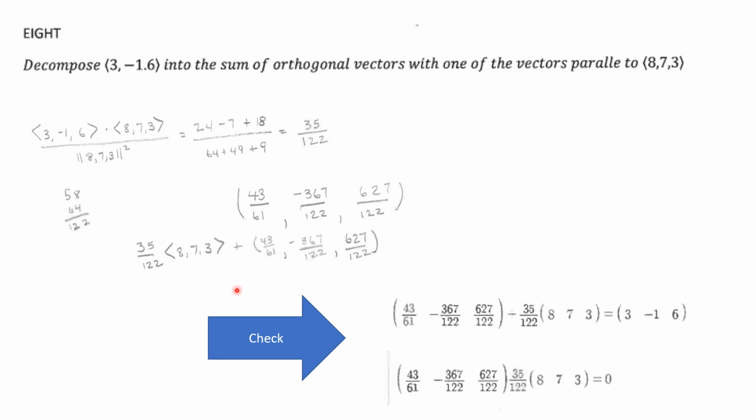So what we find is that the vectors are this one plus this one, and you can check that these two do sum to our original vector, which I did here. You can also check that their dot product is equal to 0, which means they're perpendicular to one another. And so the solution is that you want to have this vector as one of the vectors, and this is the other vector.